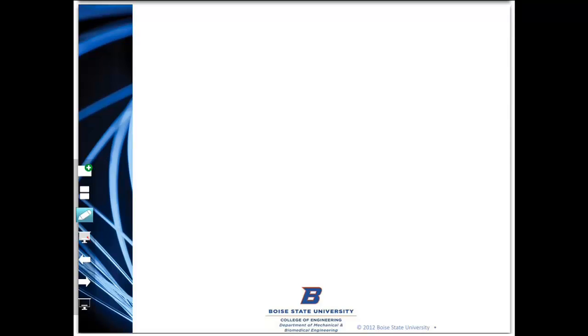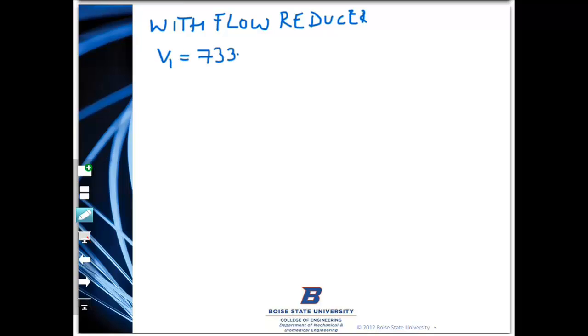Okay, so when you have the flow reducer, which is what would result in the loss coefficient, what's going on is your V1 will be half of what you would have without the flow reducer.